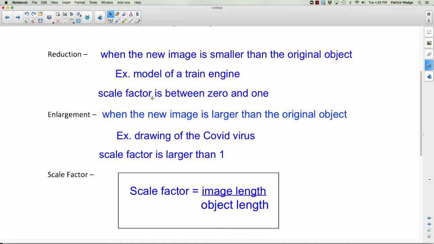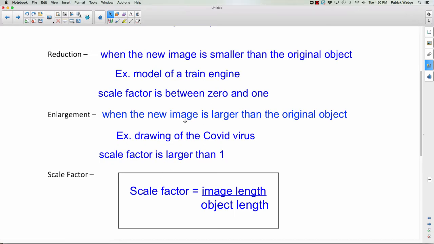Now, what about a scale factor less than 0? Negative. That doesn't make sense. Okay, there's no such thing as a scale factor less than 0. How about a scale factor that is 0? That doesn't make sense either. That would mean like the thing disappearing or something.